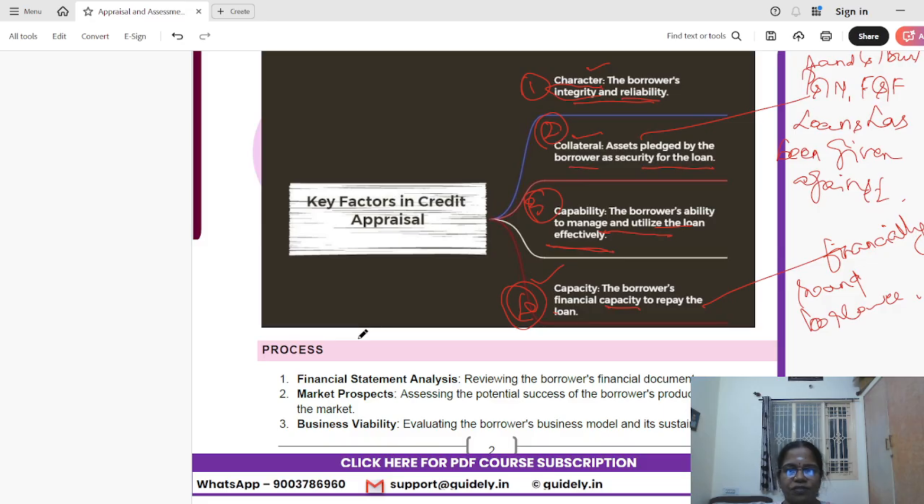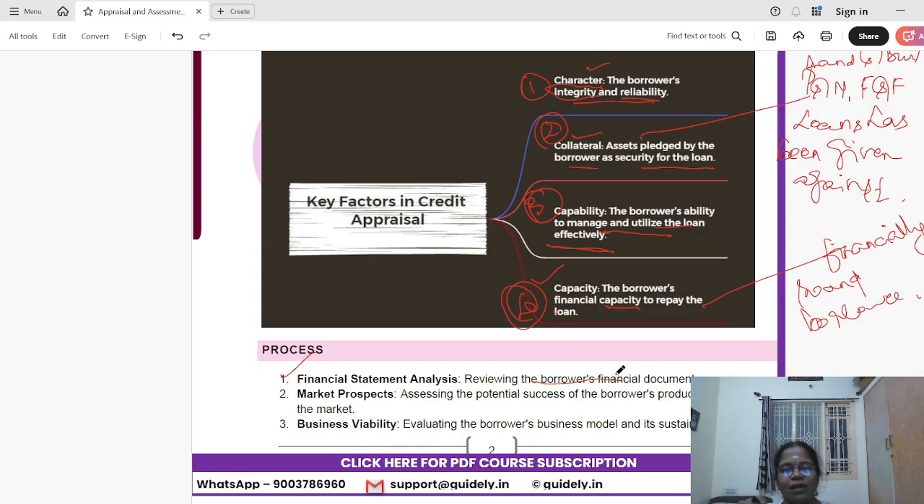The next one is the process. First, they do financial statement analysis, reviewing the borrower's financial documents. If it is a corporate, they should have an audited financial statement. Such a banker has to verify that audited financial statement. If the audited financial statement shows the profit of the company, then they can avail the loan facilities. Likewise, for an individual taxpayer as an assessee, what is their income statement, what are their assets and what are their liabilities. How much assets they have acquired, what is their asset value, how much liabilities they have.